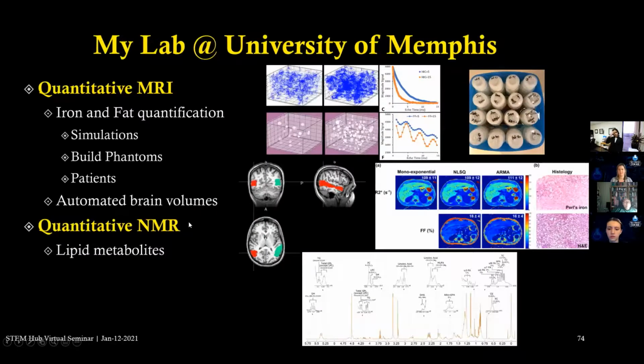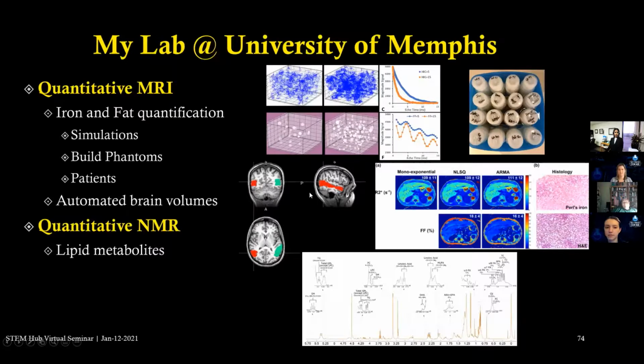And finally, in our lab, we do quantitative MRI. As I said, we measure iron and fat quantification, primarily in the liver. We do lots of simulations. We build phantoms. Also, we measure the amount of iron and fat in the liver. So this is an example from a patient. This is the liver, and we can non-invasively measure how much fat is in the liver or in other organs. And this is actually the histology confirmation.